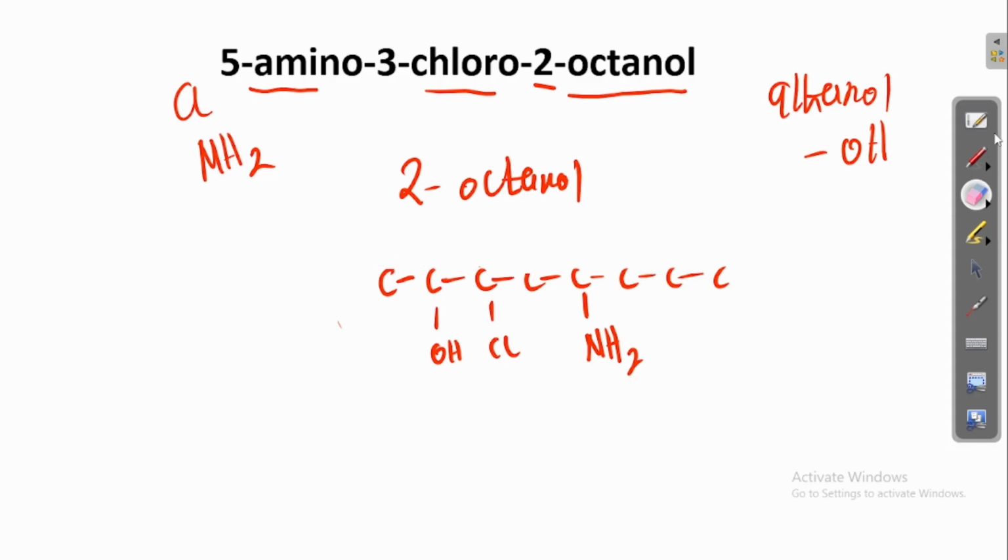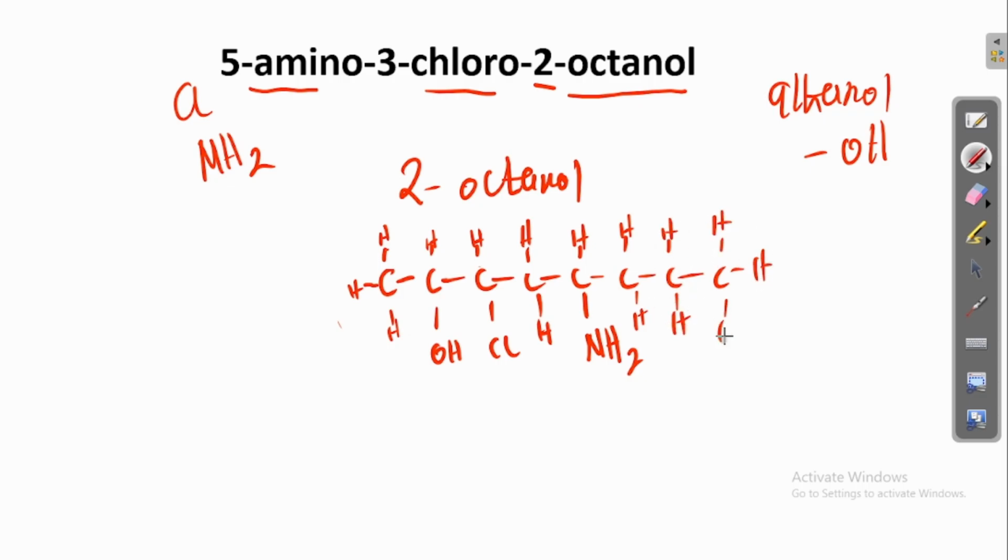So now what are you going to do here? The next thing to do is to add the numbers of hydrogen. How many hydrogen will be here? Of course, 3 hydrogen will be here. How many will be here? 1 will be here. 1 will be here. 2 will be here, right? 1 will be here. 2 will be here.